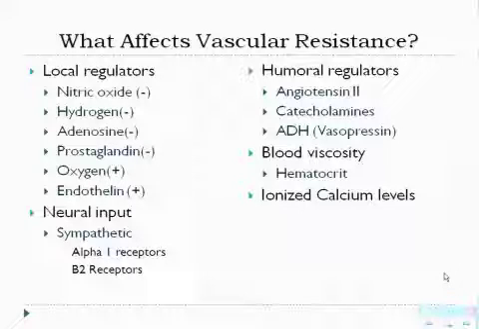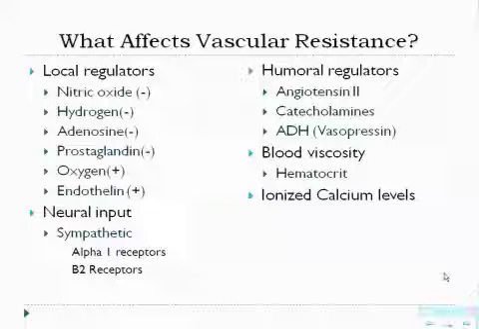The other things that regulate vascular resistance are humoral regulators, such as angiotensin II and catecholamines that are released both by the neurons and by the adrenal medulla, such as norepinephrine and epinephrine. Under normal circumstances, ADH accounts for a very small percentage of vascular resistance, but when given in high enough doses, it becomes our famous drug vasopressin, which has a very potent effect on vascular resistance.